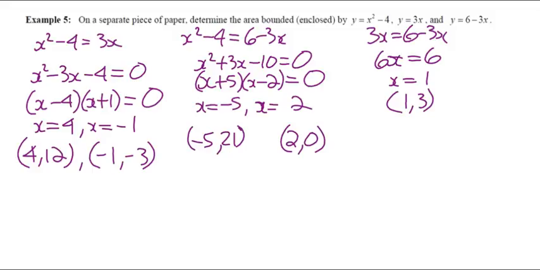Good timing. So here's all 3 equations solved. X squared minus 4 equal to 3x gives us x equals 4 and x equals negative 1. Seeing as these are equal, I'm just going to plug into the 3x to get the points: 4, 12 is a point of intersection, as is negative 1, negative 3. X squared minus 4 equals 6 minus 3x, the other intersection of a straight line with the quadratic, gives negative 5, 21 and 2, 0. And lastly, the 2 straight lines intersect at point 1, 3.